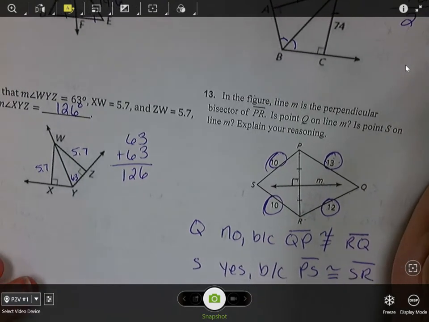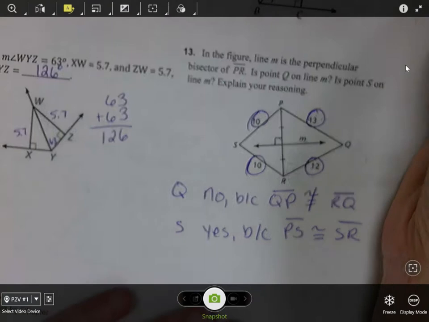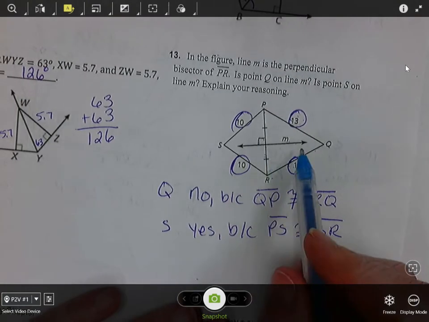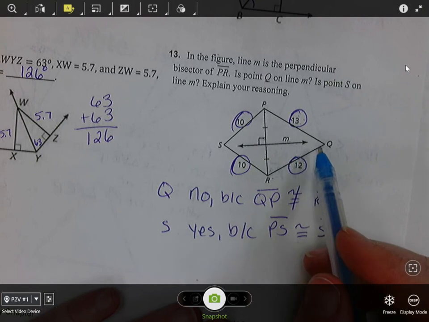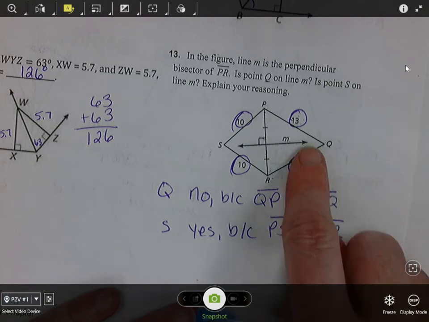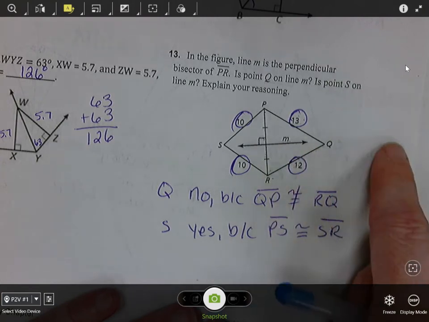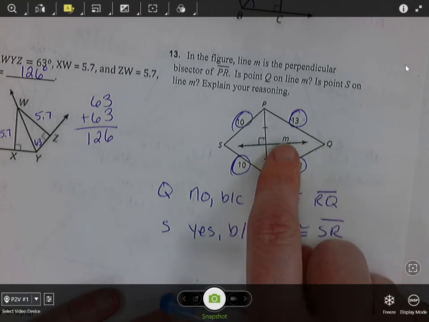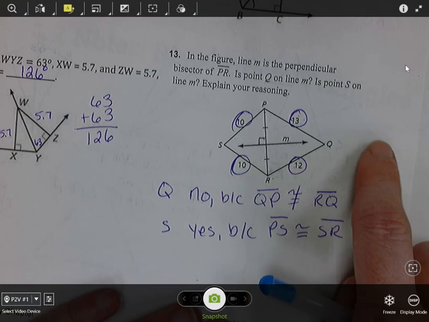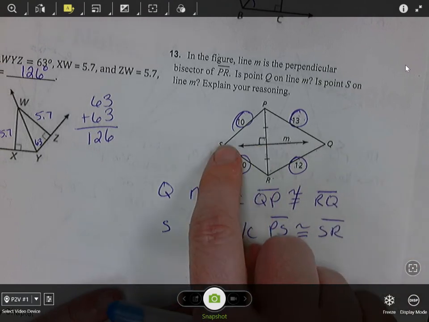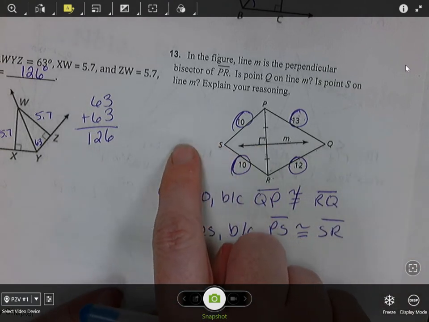Now, 13 had 2 questions. First, it asked you is point Q on the perpendicular bisector. Then it asked you is point S. Well, right now it's not on the perpendicular bisector, but these arrows mean that the lines keep going on forever. So they're saying whenever this line crosses through here, is it going to cross through point Q? And whenever it keeps going this way, is it going to go through point S?